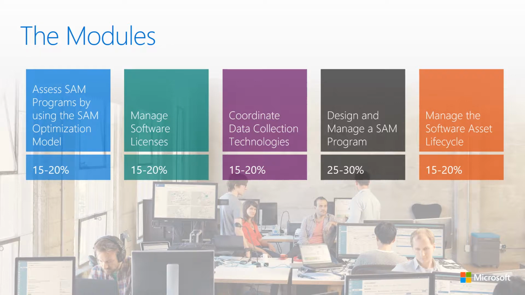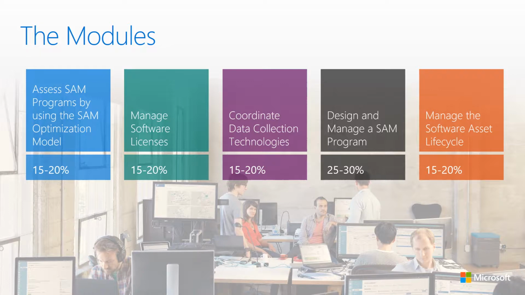So what's included in the exam? The content of the first module is understanding what the SAM optimization model, or SOM, is and how it's used to assess an organisation's SAM maturity. Now, this is a good module to start with since we refer back to SOM in all of the other modules. Module 2 is entitled Manage Software Licenses, and it takes you through the main activities of a SAM baseline review. So that's collecting inventory and licensing entitlement information and performing a reconciliation.